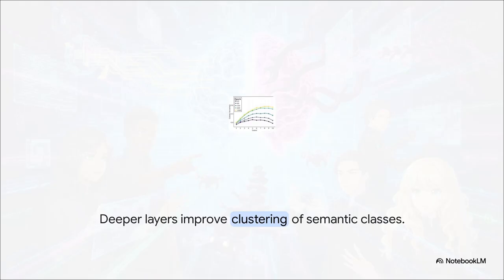And this understanding is deeply layered. Literally. As we dig down into the neural network, going from layer 1 all the way down to layer 10, the model's ability to cluster and separate these complex concepts just keeps getting better and better. The deeper the layer, the more profound the AI's understanding becomes.